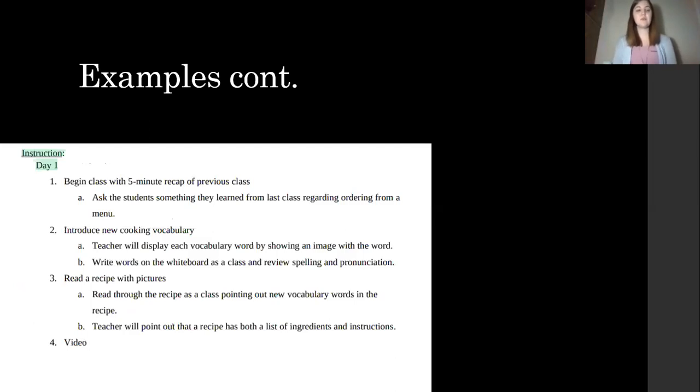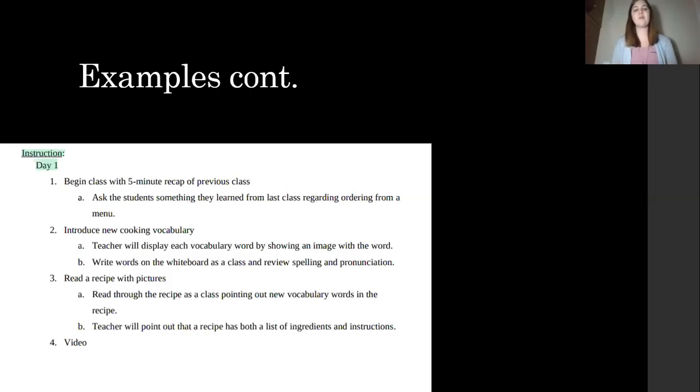Another example is the instructions. So as we had mentioned before, they need to be very, very specific. So we have here day 1. So we know that these instructions are specific to the first day of teaching this lesson plan. We have them numbered, and then we have the subsets underneath the numbers. So for example, if you look at step 1, it says begin class with a 5-minute recap of your previous class. You could do a 5-minute recap through so many different ways.